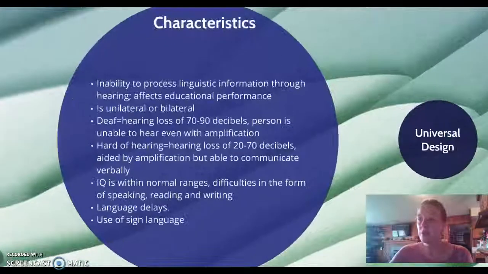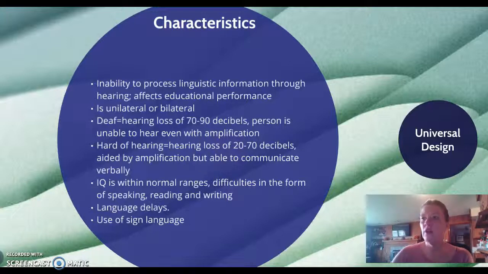Hearing loss. Full hearing loss or partial affects a student's education experience, but not their capacity to learn. It can either be in one or both ears. A student is considered deaf if an audiology exam shows their loss is between 70 to 90 decibels and they cannot hear with amplification. Otherwise, they are considered hard of hearing.